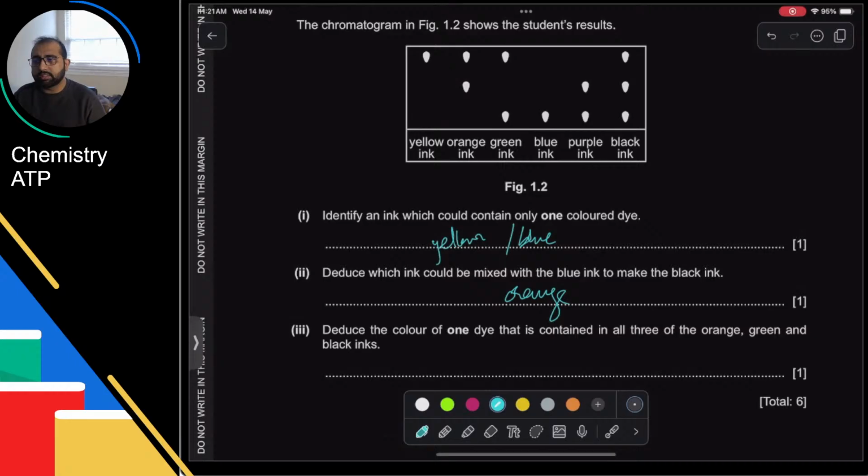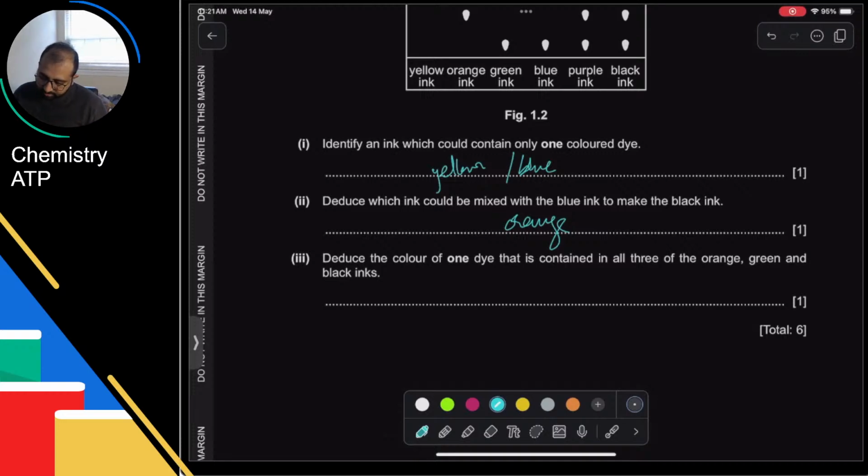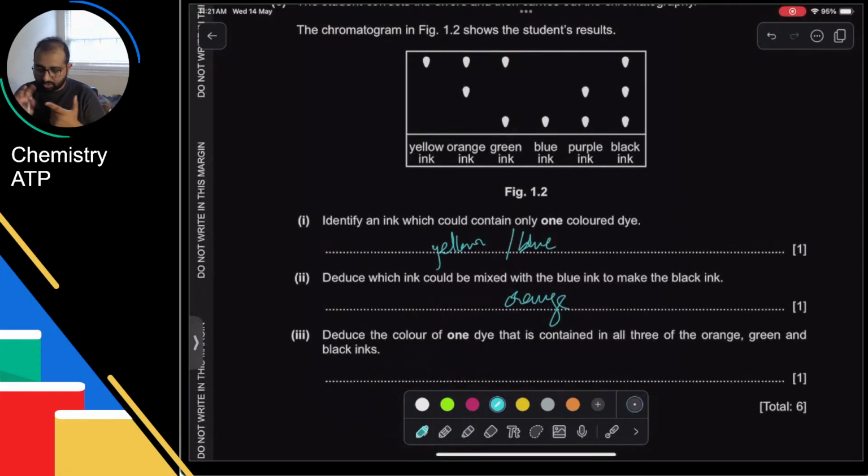Okay. So this is a common mistake. Make sure you pay attention to the exact requirements that you have. Okay. Deduce the color of one dye that is contained in all three of the orange, green and black inks. So the color of one that is in orange, green and black. So that's definitely yellow. We have already seen that. So that is the answer.